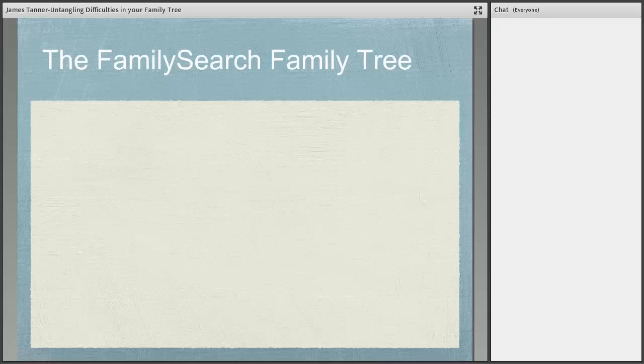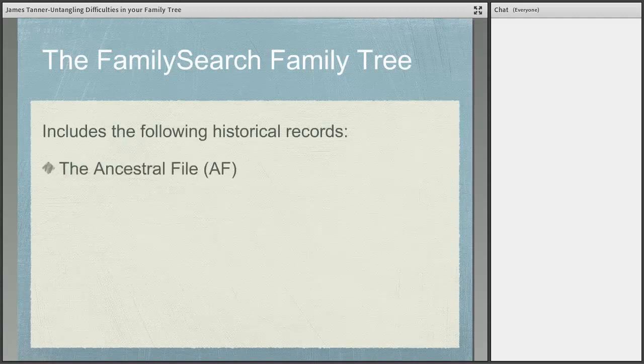First of all, we need to talk a little bit about the FamilySearch family tree. The FamilySearch family tree, when it was first developed, came from a program called new.familysearch.org. And the files that went into new.familysearch.org included the ancestral file, which is a group of pedigree files that were submitted to the Genealogical Society of Utah, also known as the Church of Jesus Christ of Latter-day Saints.